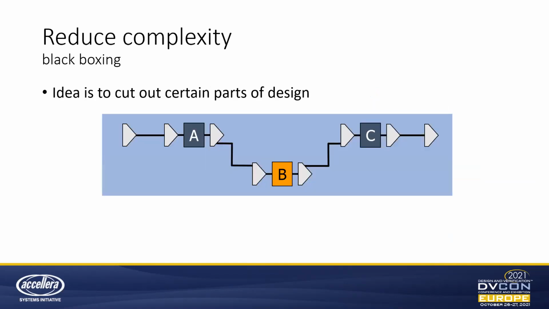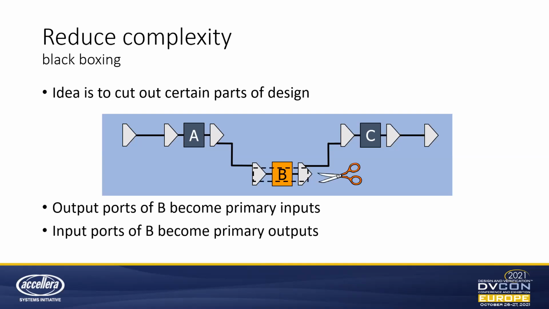Another way to deal with complexity, there is a common concept in formal, which is black boxing, and the idea is to cut out certain parts of the design. This is usually a way of doing it when you are dealing with large memories. Basically, memories are not always a point of interest for formal verification. Therefore, in order to reduce the complexity, these memories are abstracted by black boxing.